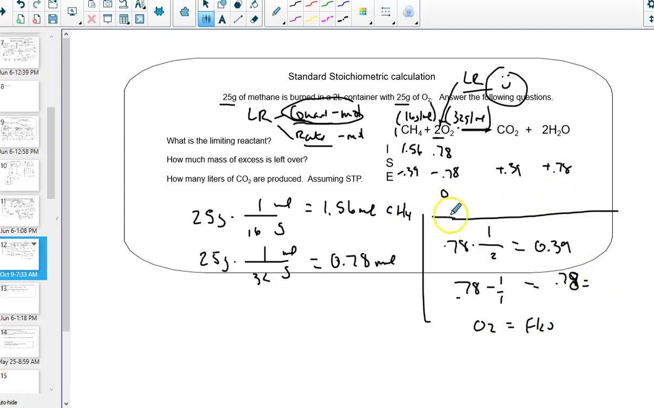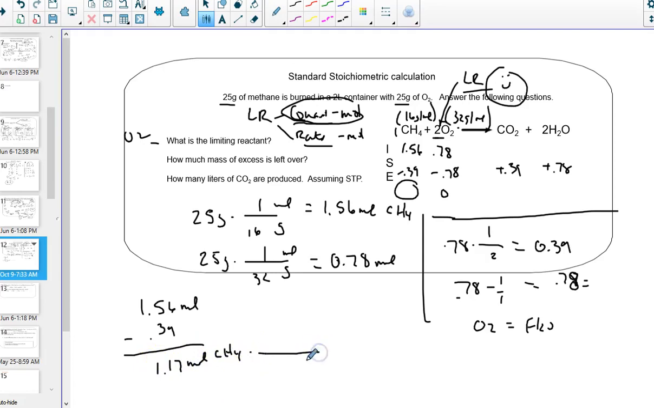Alright, subtract. So who was limiting? Well, we got this as being the O2. How much mass is left over? Again, the most common wrong answer would be 0, but this is my limiting. How many moles are left over? So let's do that right here. 1.56 moles minus the 0.39. 1.56 minus 0.39 is 1.17. 1.17 moles of CH4 is left over.